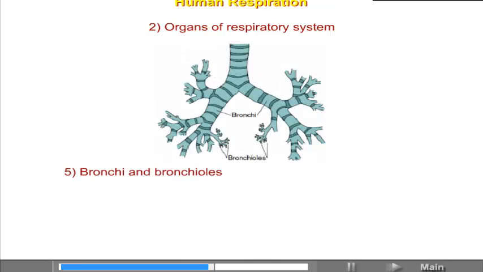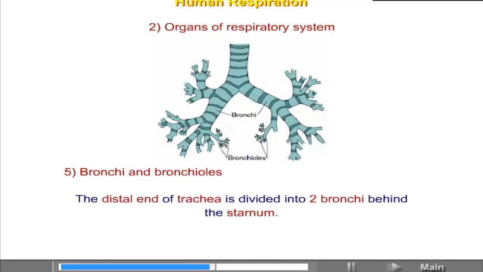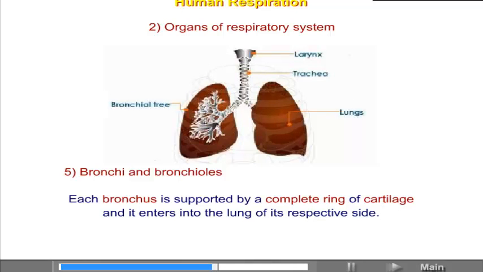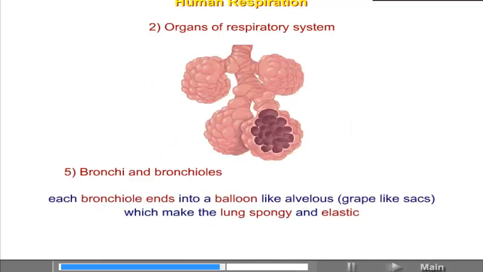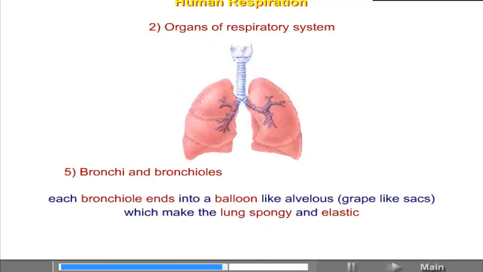Bronchi and bronchioles. The distal end of trachea is divided into two bronchi behind the sternum. Each bronchus is supported by a complete ring of cartilage and it enters into the lung of its respective side. On entering the lung, each bronchus further divides into secondary and tertiary bronchi, and tertiary bronchi divide into many minute bronchioles, which are without cartilage rings. Each bronchiole ends in a balloon-like alveolus, grape-like sacs, which make the lungs spongy and elastic.